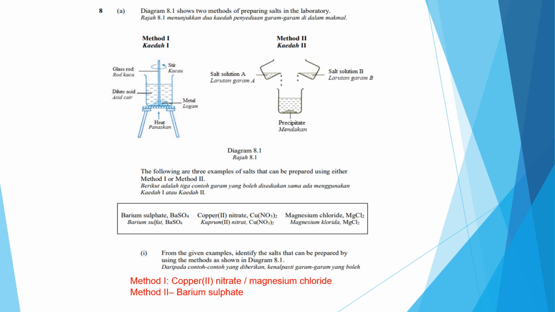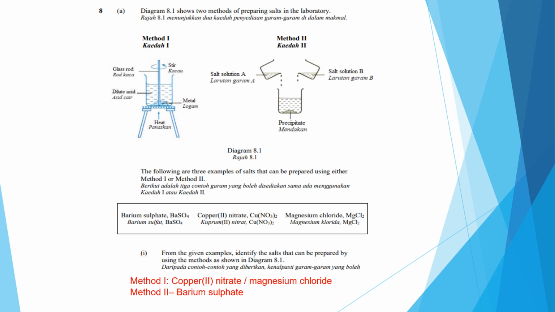Diagram 8.1 shows two methods of preparing salt in the laboratory. There are two methods, which are method 1 and method 2. If you refer to the notes, there are three methods for preparing salt: first, soluble salt for ammonia; second, soluble salt that is not for ammonia; and third, insoluble salt. So for this question, method 2 used two salt solutions in order to form a precipitate, which is the same method for preparing insoluble salt.